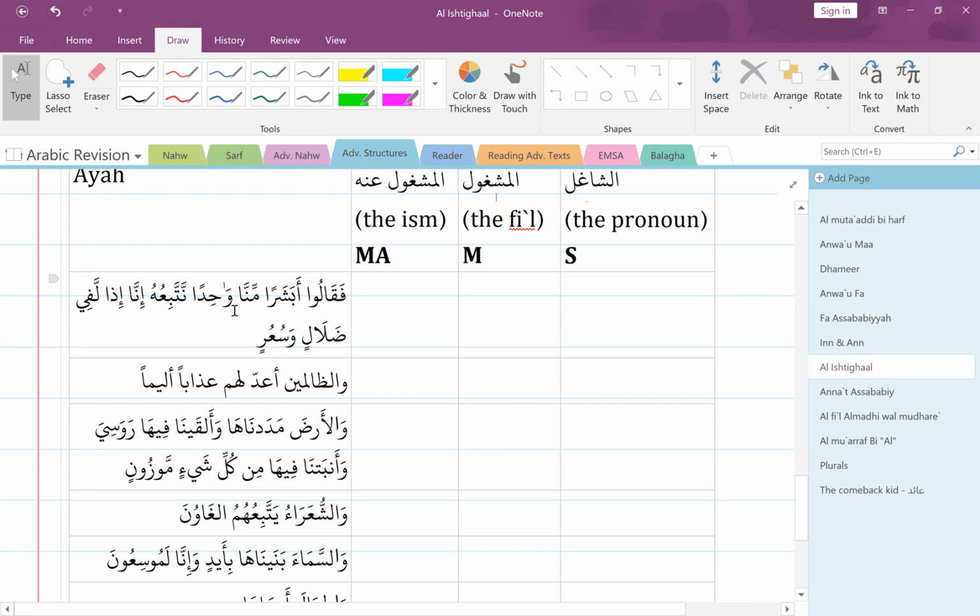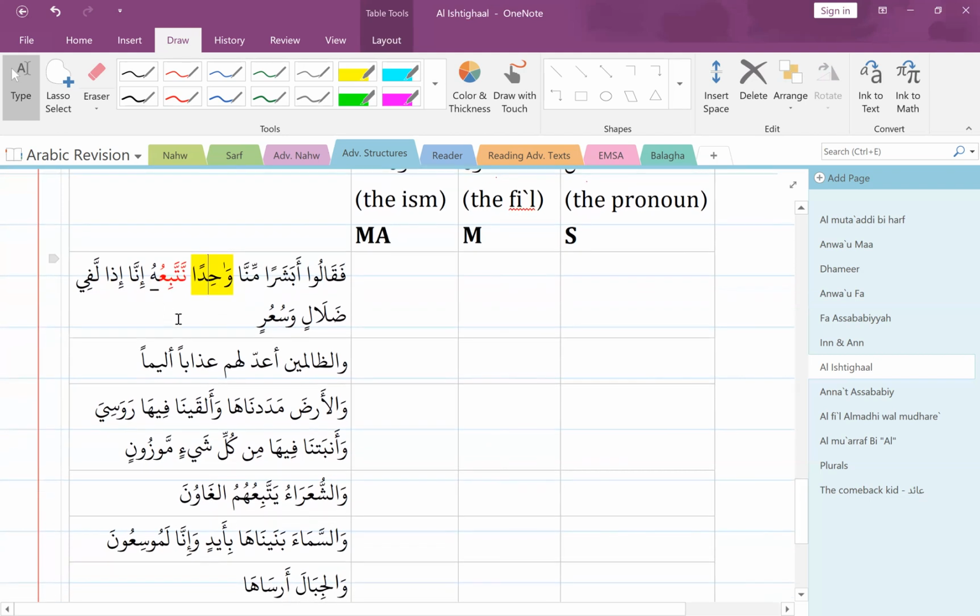Then there's wahidan, which is again an ism in mansoob form. Then you've got nattabi'uhu, which is a fail with an attached pronoun. So the mashghul anhu is wahidan, and I forgot the name of the mashghul. So it's just shorter, mashghul. Okay. So mashghul is nattabi'u, and shaghil is hu. Exactly. So that's kind of what we have there.